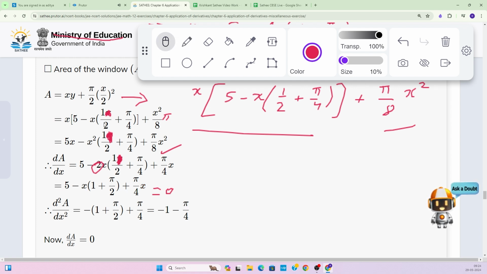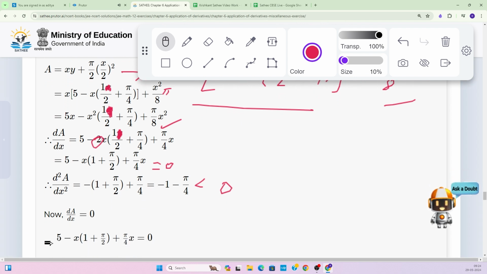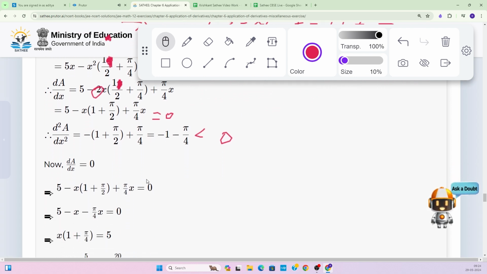Okay, now also at this stage we will find the second order derivatives, which means minus of 1 plus pi by 2 plus pi by 4, the constant term, it is negative constant term, it is already negative. Okay, this means you will have maxima at the critical point, and the critical point will be what? 5 minus x multiplied with 1 plus pi by 2 plus pi by 4, x is equals to 0.